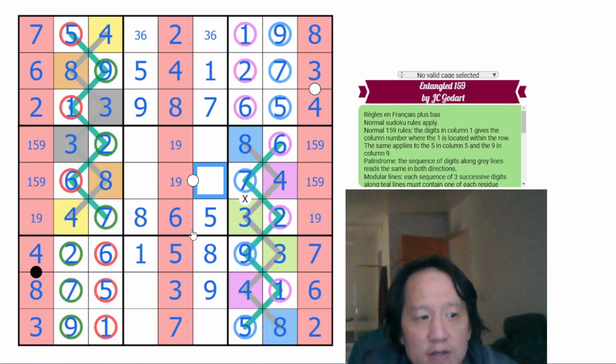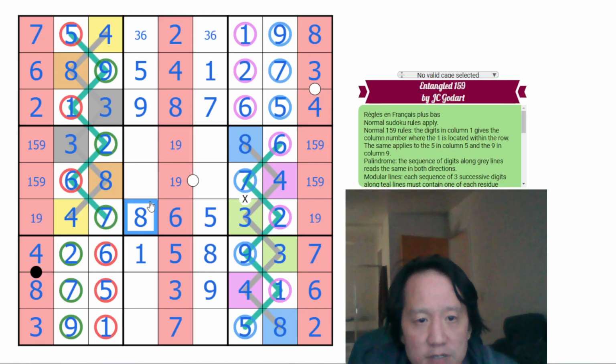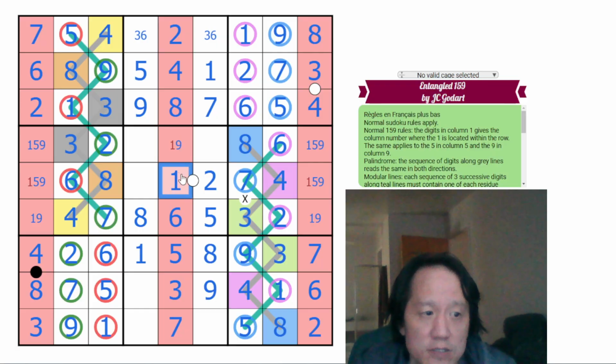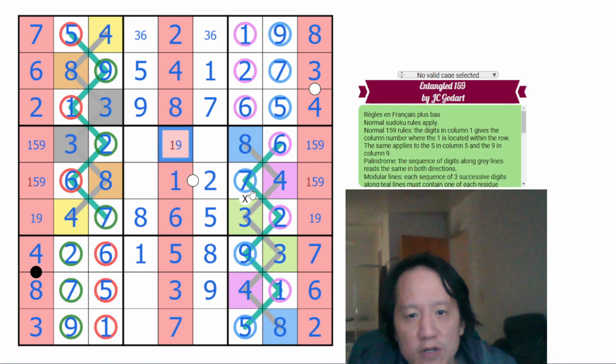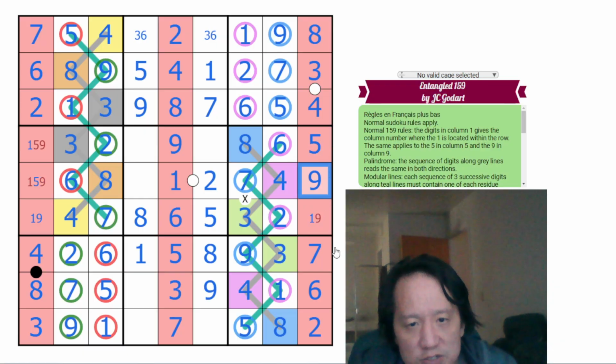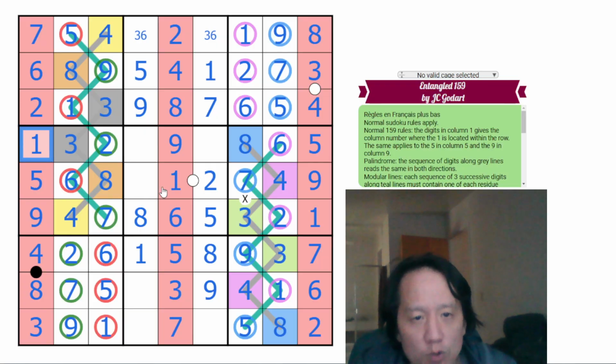This has to be 2 or 8, so it cannot be 8 because of Sudoku. So this is 2, which makes that 1 because of the consecutive white dot rule. So this becomes 9. This forces this to be 5 because of 159. This becomes 9 because of Sudoku, 1 because of Sudoku, 9, 5, 1 because of Sudoku. We have 4 and 7.